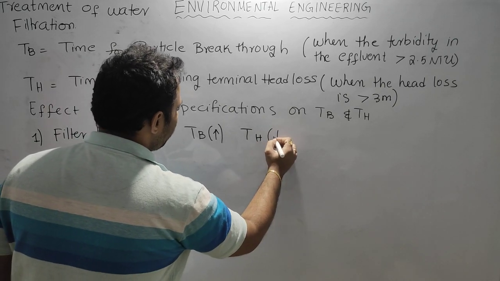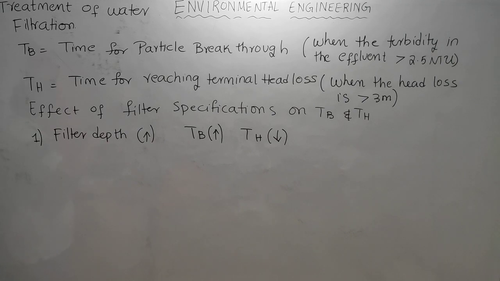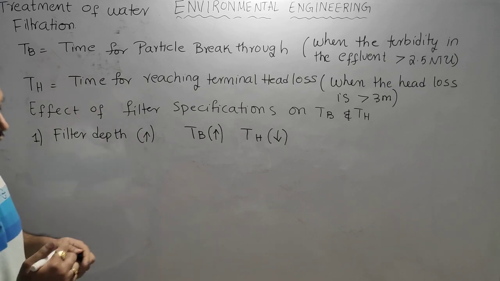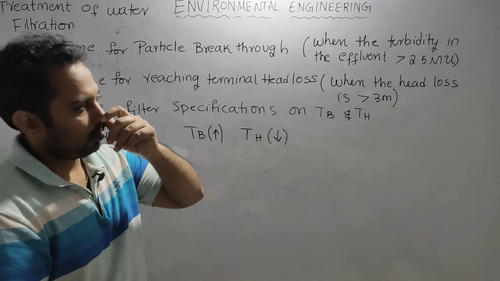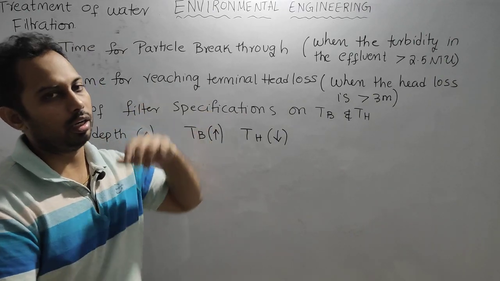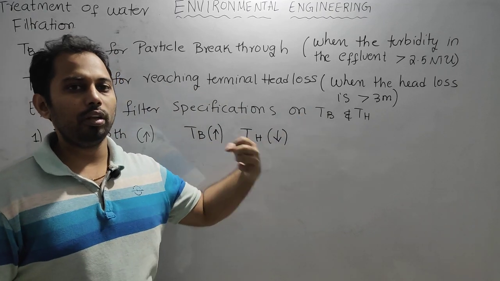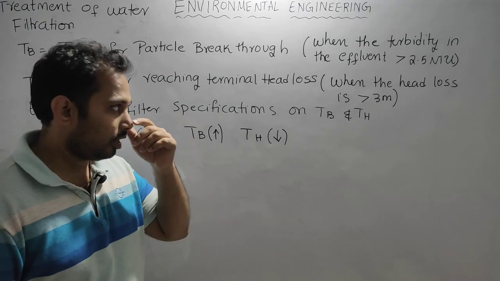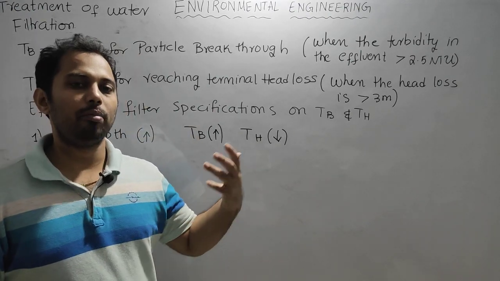Terminal head loss time decreases as the depth of the filter media increases. As the depth of the filter media increases, water encounters more resistance. Water has to pass this greater depth, because of which more head loss will occur. So the 3 meter head loss will build up very fast as the filter media depth is more, because the resistance of the filter media is more.